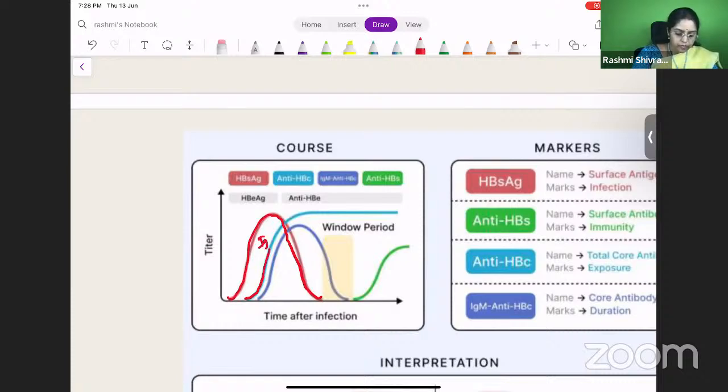First, it will be IgM. Later, when it stabilizes, it will be IgG. That means it is a chronic infection. If IgG anti-HBC is present, that means it's a chronic infection. After that, what happens to the surface antigen? You start developing antibodies, the anti-HBs antibody. That is in the later stages. That is also again a chronic infection. Okay, so let's see.